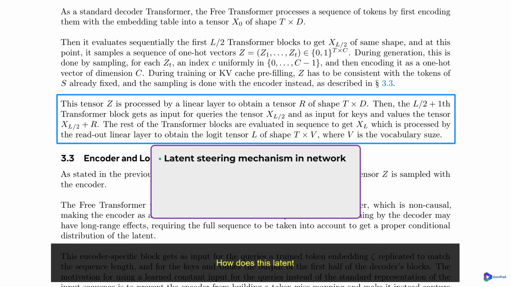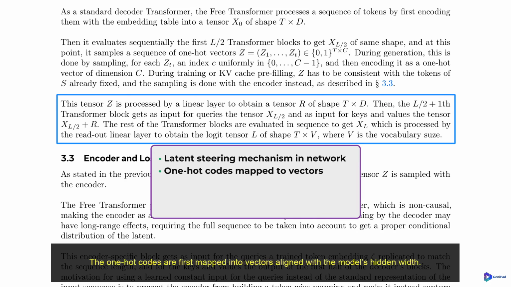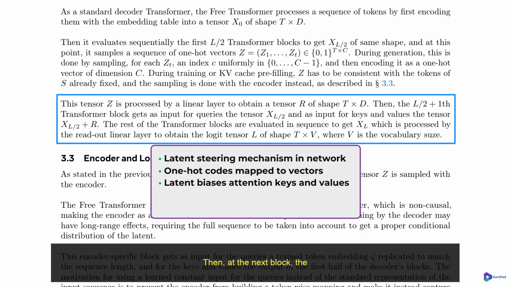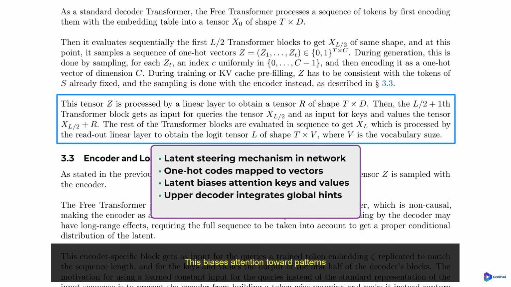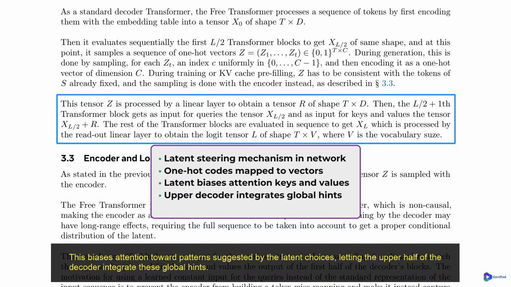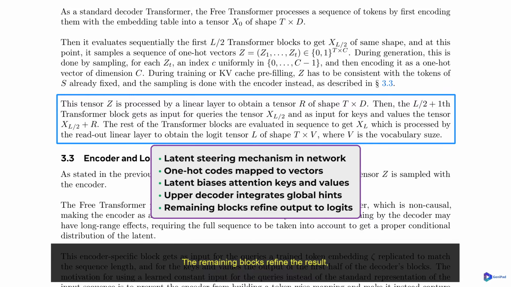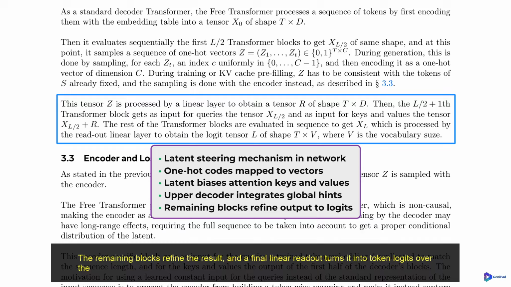How does this latent actually steer the network? The one-hot codes are first mapped into vectors, aligned with the model's hidden width. Then, at the next block, the current sequence features make their queries as usual, but the keys and values are nudged by adding the latent-derived vectors. This biases attention toward patterns suggested by the latent choices, letting the upper half of the decoder integrate these global hints. The remaining blocks refine the result, and a final linear readout turns it into token logits over the vocabulary.